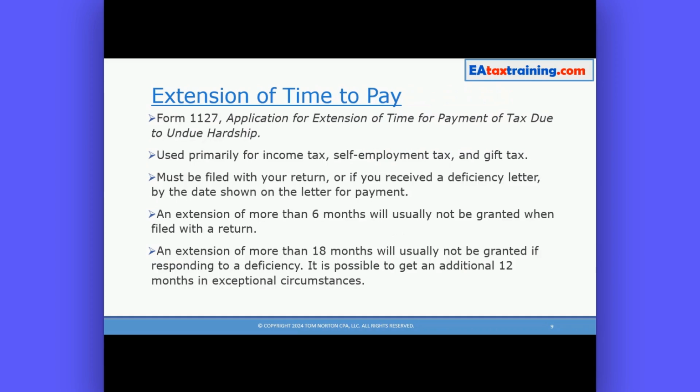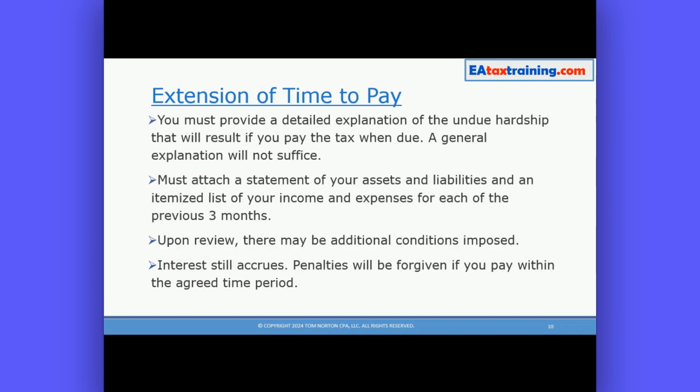This must be filed either with your return or, if you received a deficiency letter, by the date shown on the letter for payment. So if you get a deficiency letter, it's going to say you must make payment within a certain number of days of the date shown on this letter. So you'd want to file this Form 1127 by that date. An extension of more than 6 months will usually not be granted if you are filing this 1127 with a tax return, and an extension of more than 18 months will usually not be granted if you are filing it in response to a letter of deficiency, although it is possible to get an additional 12 months in some exceptional circumstances.